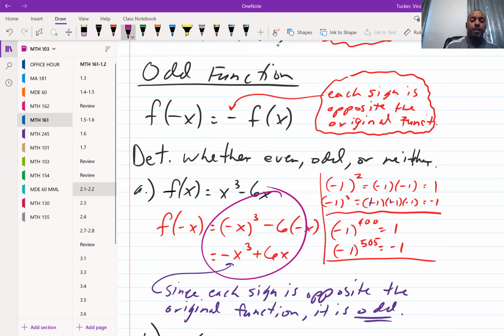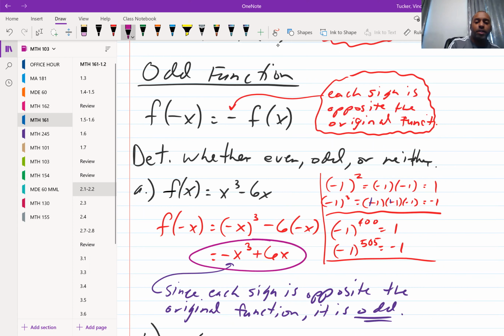So here, when we plug in negative x into the function, negative x cubed is going to result in negative x cubed. Remember, it's an odd power. And then -6 times negative x will be positive 6x. Now when I compare this to what I originally had, notice each one of our signs is opposite what the original equation was. And since each sign is opposite the original function, it is considered odd.